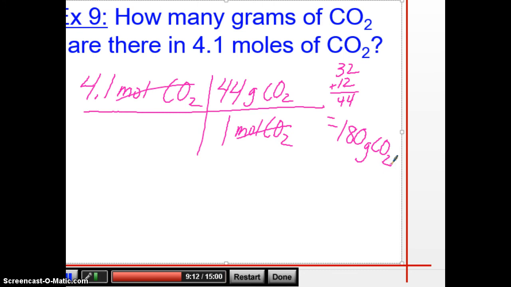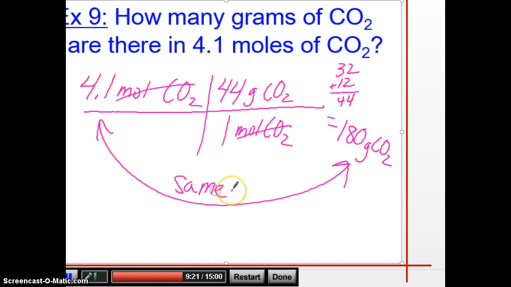And keep in mind, whenever we do these calculations, the beginning amount and the ending amount, they are the same. It's just like changing 4 quarters into dollars, or 100 dimes into pennies. You're going to end up with the same amount. It's just that in some cases 4.1 moles will work, and in other cases 180 grams makes sense. So that's why we're switching from one unit to another.